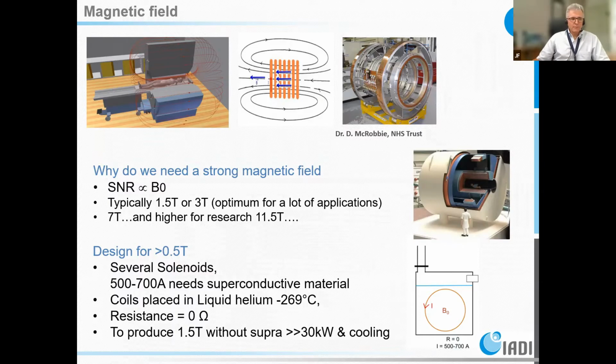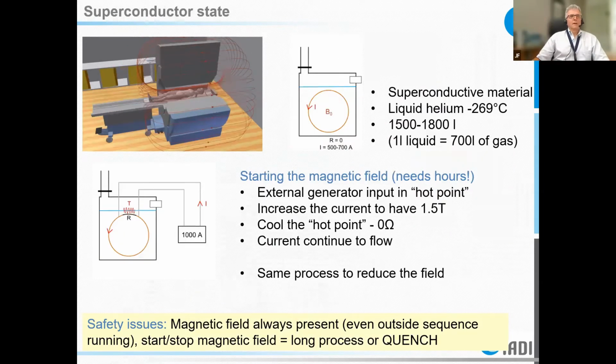So the first part is to understand that today every MRI for 1.5 T, 3 T, or even more is always using superconductive material. The coils here to make the B0 are placed in a lot of helium, 1,500 liter, and this is a big cost for us.